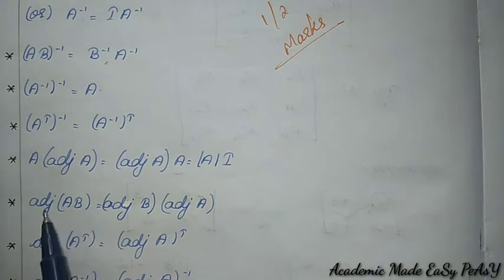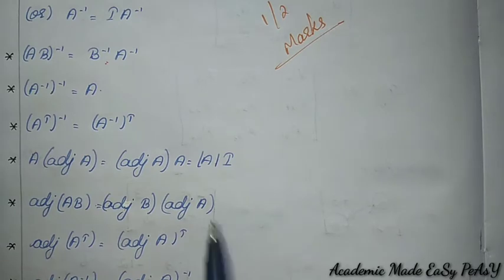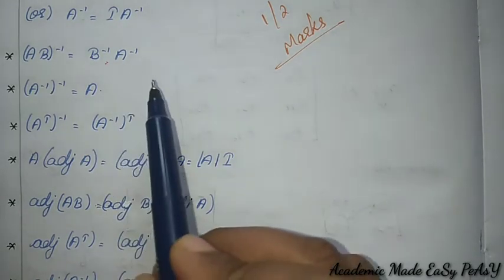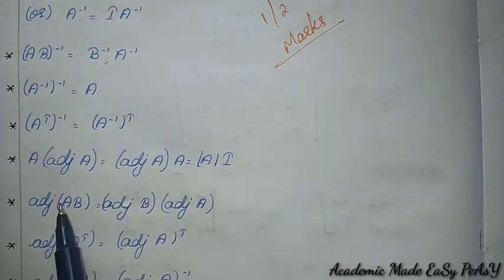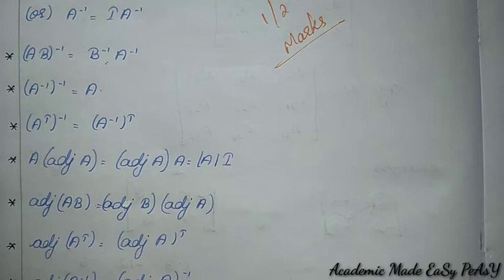And here, adjoint of AB is equal to adjoint of B into adjoint of A. So for inverse and all those, AB means here it will be BA. If RHS is AB then LHS will be BA. If LHS is AB then RHS will be BA.